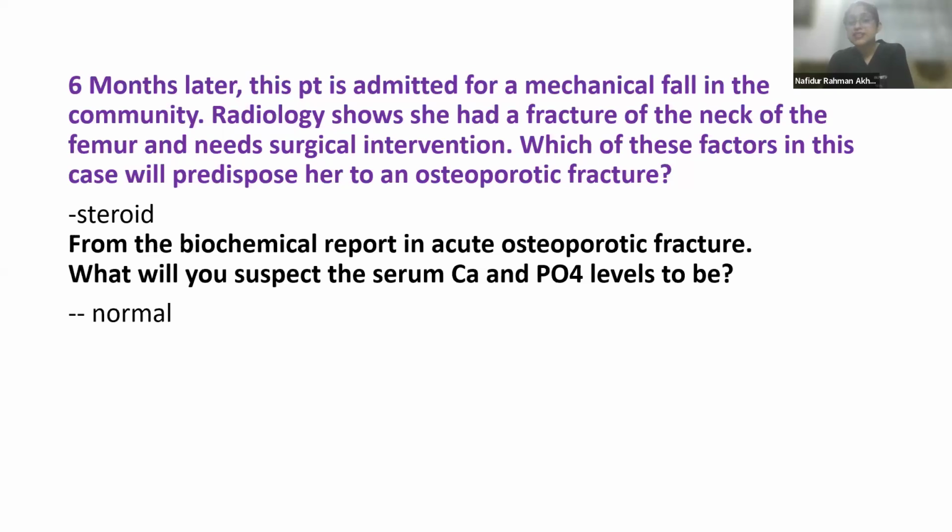And here the patient is having a fracture due to steroid. This osteoporosis is happening due to steroid, not due to parathyroid. Our body's parathyroid normally maintains the calcium and phosphate levels, but as this is only due to steroid, it is a cause outside the parathyroid, so the serum calcium and phosphate levels will be normal.